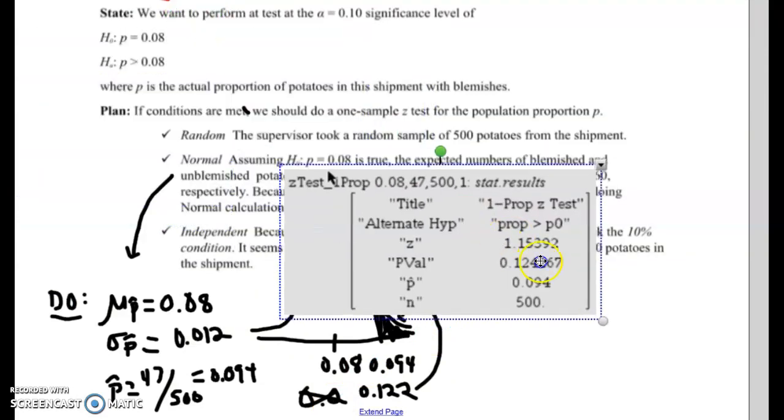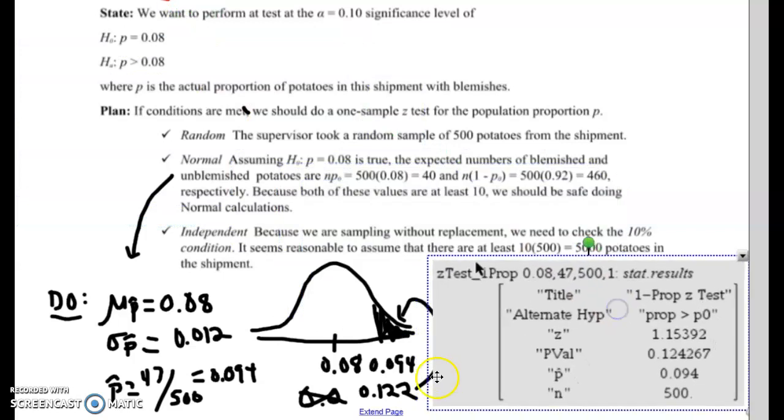So here is my calculation from the calculator. Very close to the same, 0.122 is very, very close to 0.124. Concludes going to be the same. That p-value is large. That's not a small probability, sorry. That's a high probability, specifically 0.12 is higher than our 0.10 significance level.